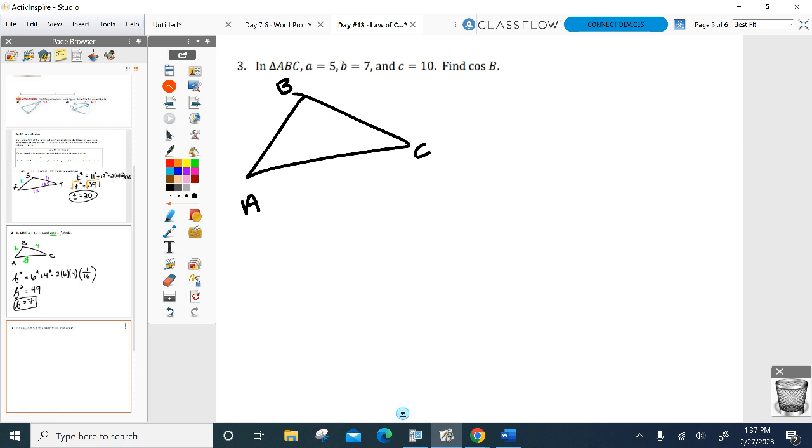Okay, side A is 5, side B is 7, side C is 10. Find cosine of B. What's the cosine of angle B?